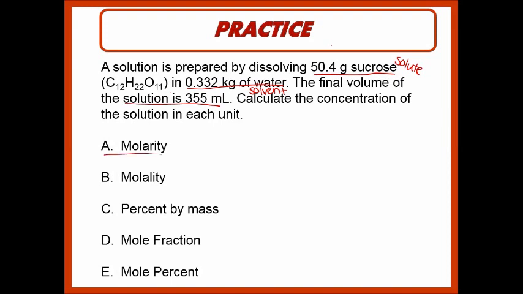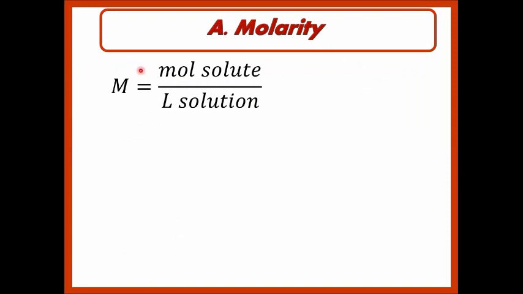Now first, we're asked to find molarity. We need to find the two different components that make up molarity, the moles of solute and the liters of solution. So what information do we have that corresponds to solving for molarity? Well, we were given the mass of the solute, which is 50.4 grams of sucrose, and the final volume of the solution, 355 milliliters. Now we just need to convert the grams of solute to the moles and milliliters of solution to liters of solution.